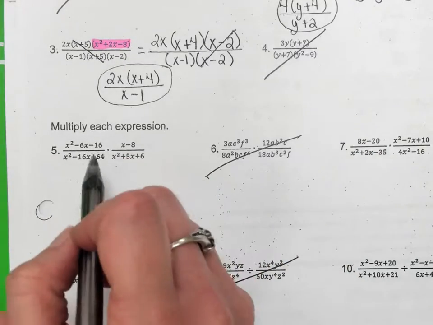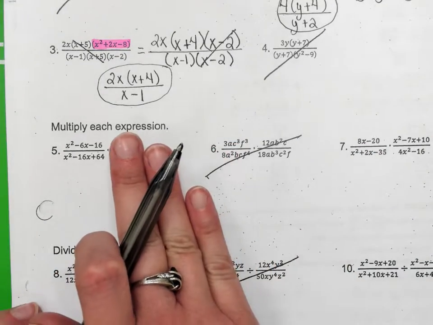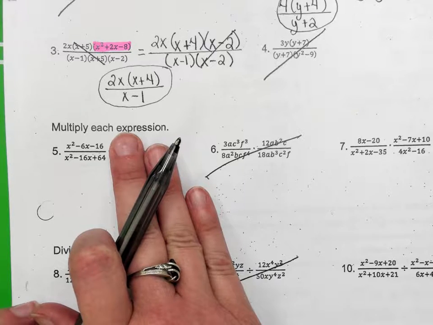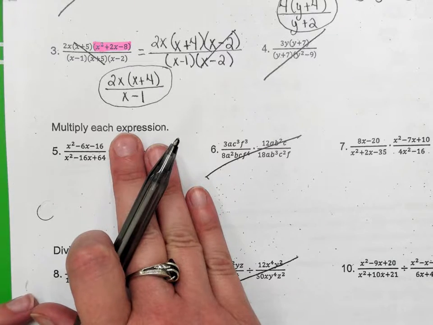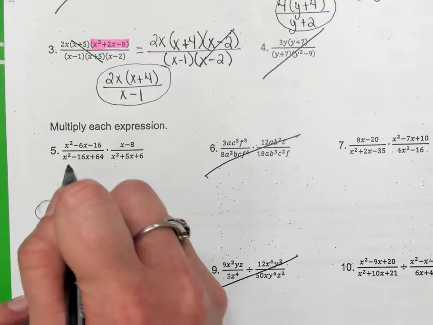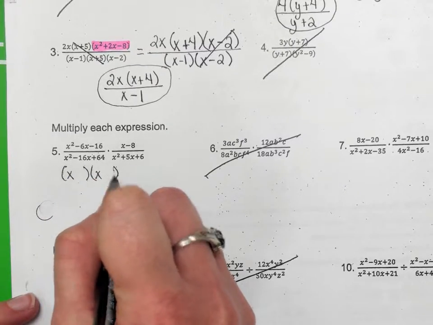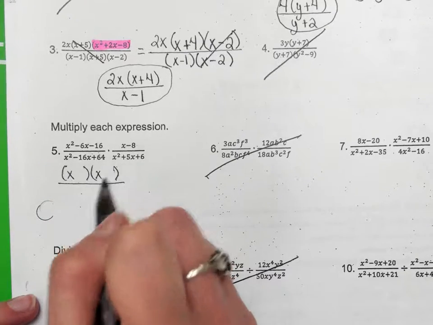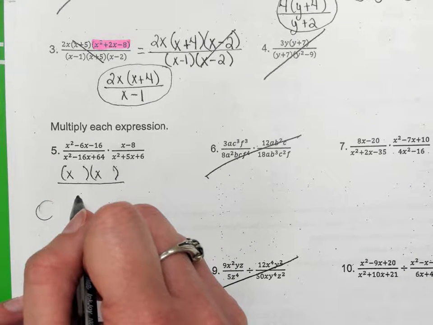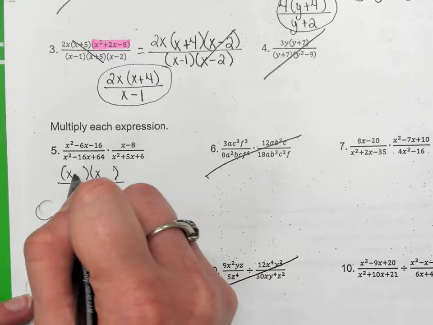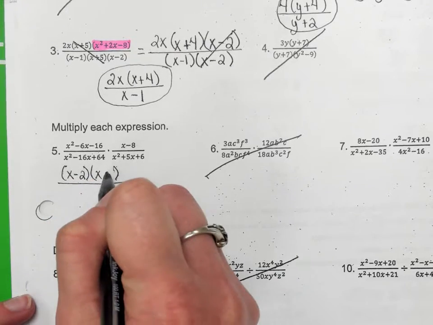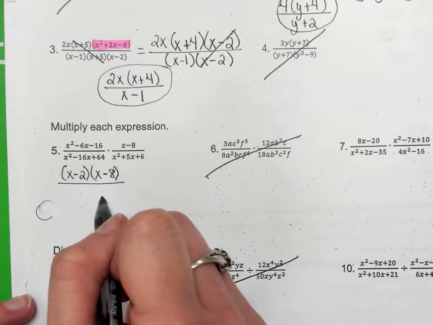Let's go to 5. Same exact thing. So we're going to cover this piece up, and we're going to treat that first one just like we did the other ones. So we're going to factor the top first. Alright, so I need the factors of 16 that add or subtract to be -6. And that's -2 and -8.